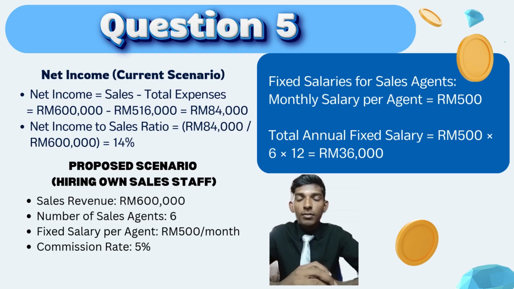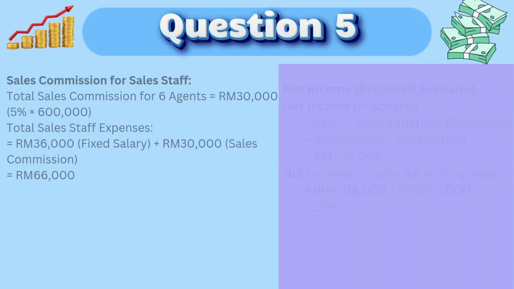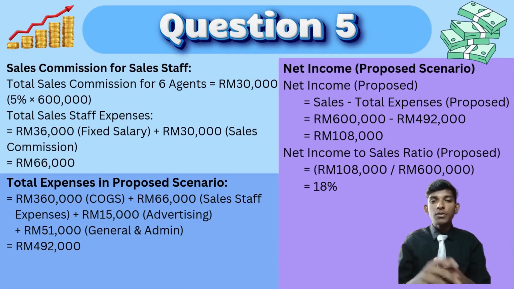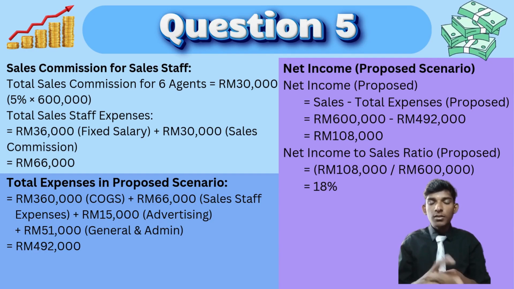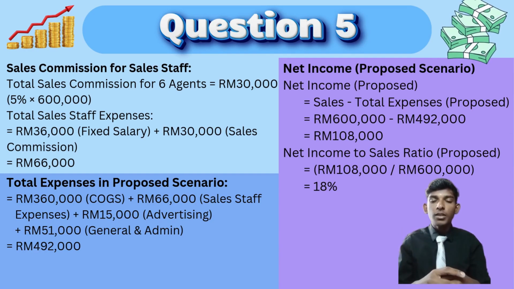Now let's look at the proposed scenario. Instead of working with sales agents, we propose hiring our own sales staff. We would pay 500 ringgit a month to each of 6 sales agents, which totals 36,000 ringgit annually. After that, with the 5% sales commission, our total sales commission will be 30,000.